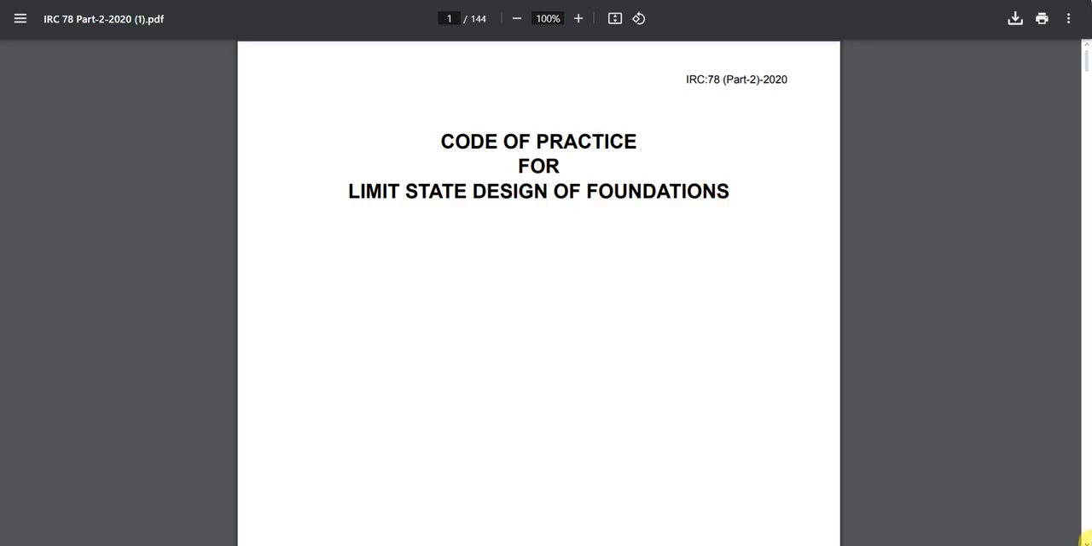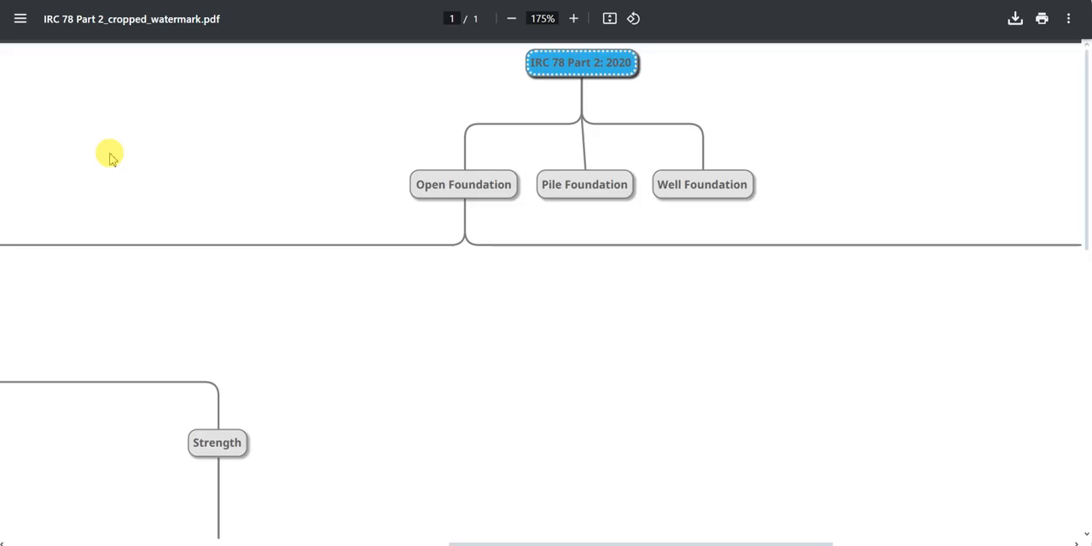So this code is in transition, or it is getting adopted. Some are still following the WSM method of old IRC 78, but sooner or later we all need to shift to this code. The code structure is a bit complicated, I would say, in the initial stages. Not complicated, it is somewhat different from what we used to do.